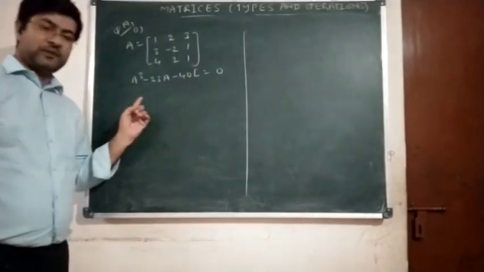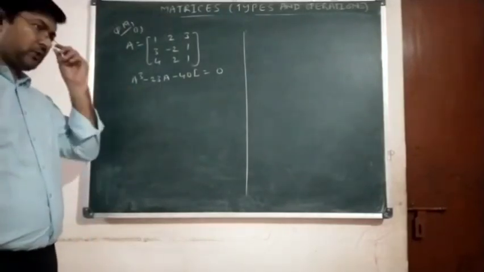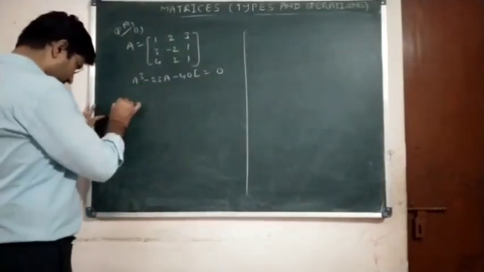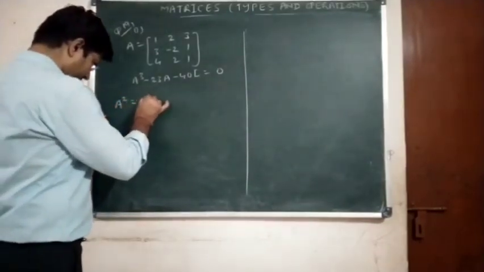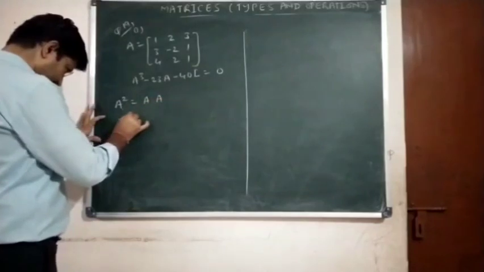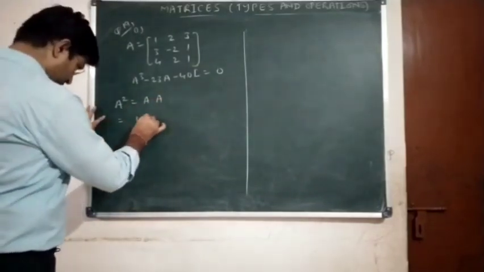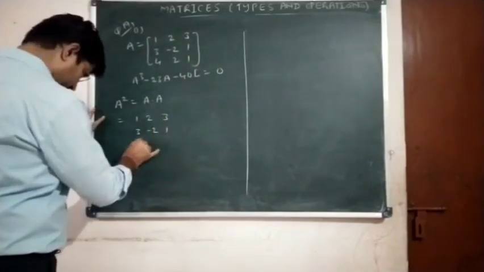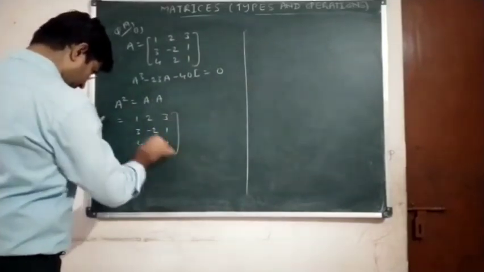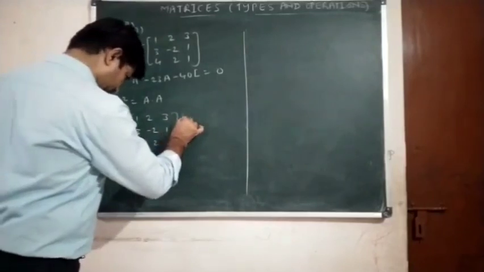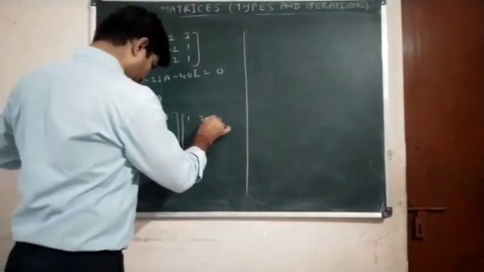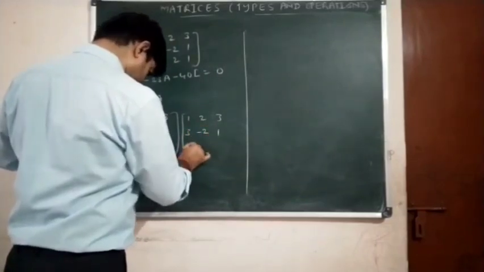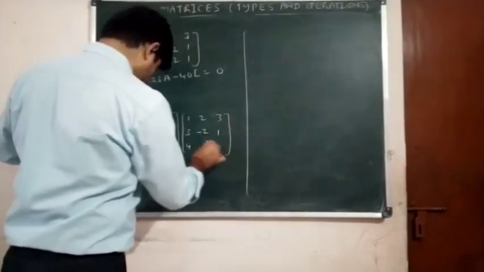Now first we will find out A cube. In order to find out A cube, we have to first find A square. So let us first find out A square. A square is A into A, which is equal to 1, 2, 3, 3 minus 2, 1 and 4, 2, 1 into 1, 2, 3, 3 minus 2, 1 and 4, 2, 1.